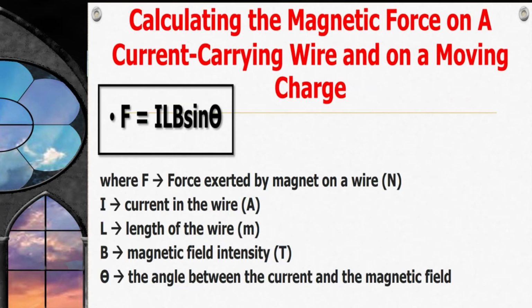And with that, with our previous slide, let's calculate the magnetic force of a current carrying wire on a moving charge. For the formula, you're going to use F is equal to ILB sine theta, wherein still the same: your F is your force or the magnetic force, I is your current, which is in ampere, your L is your length of wire, B is your magnetic field intensity, and your theta is your angle involved.